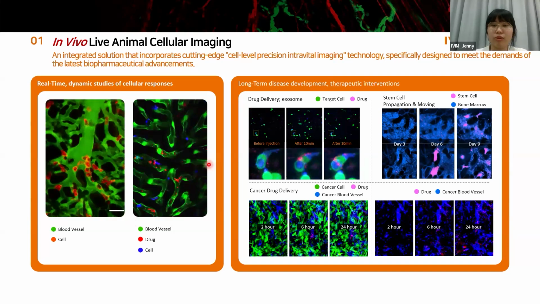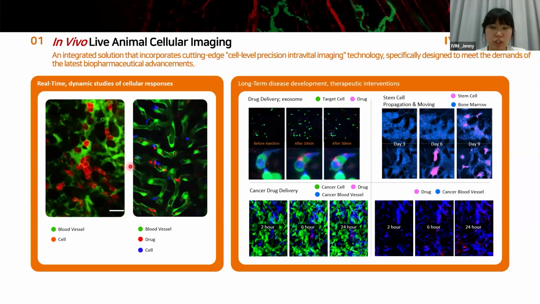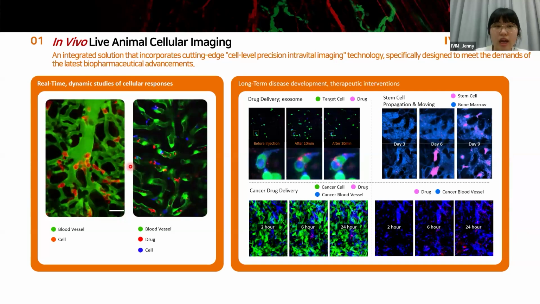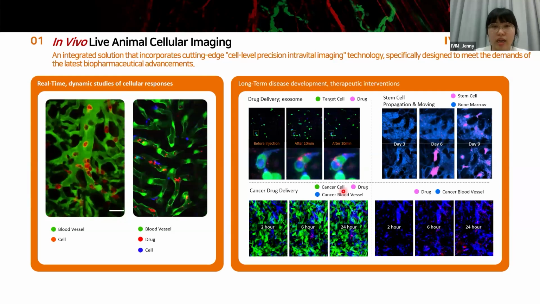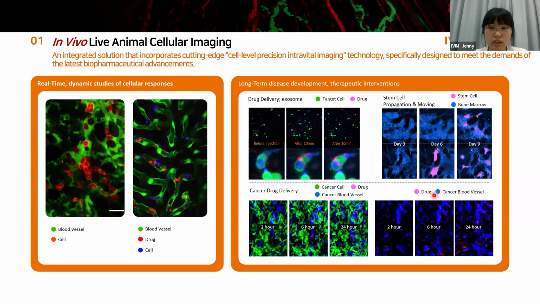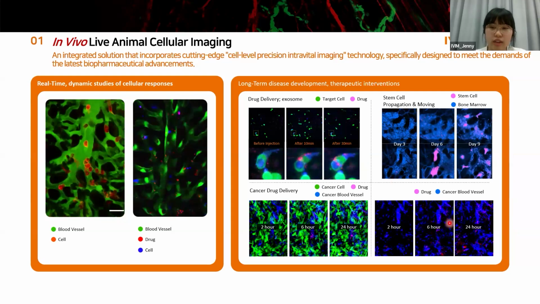As shown in the examples here, on the left, we see pulmonary vascular blockage in the lungs induced by inflammation in a sepsis model. And on the right, we can see that the distribution of exosomes and anti-cancer agents, as well as the dynamics and migration of transplanted stem cells, has been imaged and tracked.